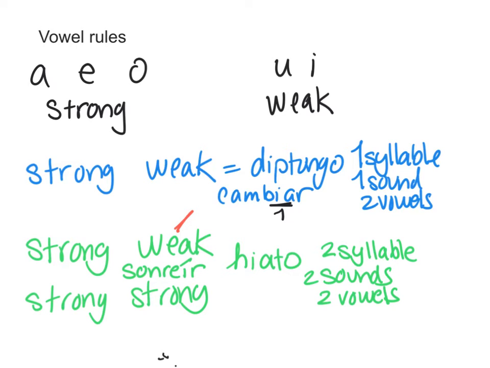And a strong combination, not real common. You don't see it often, but there is one, and a pretty common verb, traer. So the a is strong and the e is strong, so both of those are going to form two syllables. This is a syllable and this is a syllable. It's a two-syllable word. And here also, sonreír is going to be split into two separate syllables.